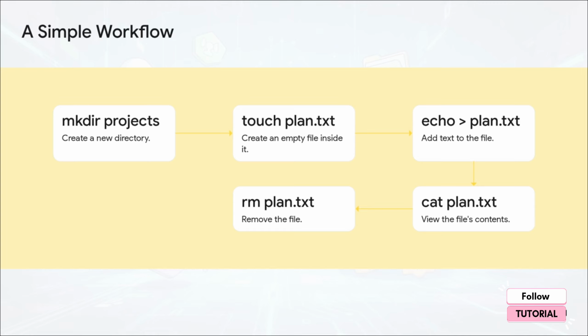Okay, now we need to put something in it, so we use echo "my plan" and that little greater-than arrow to redirect the text into the file. Want to see if it worked? cat will show you the contents right there on the screen. And finally, when you're done, rm just removes the file. See? Five commands, and you've gone from nothing to done.